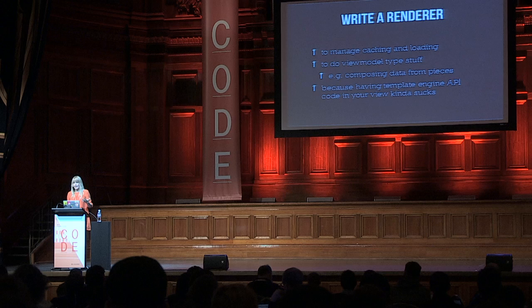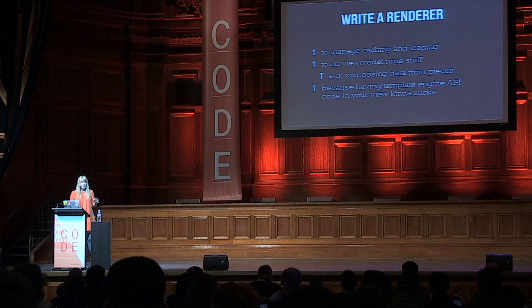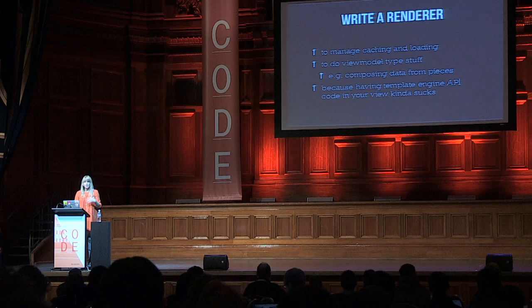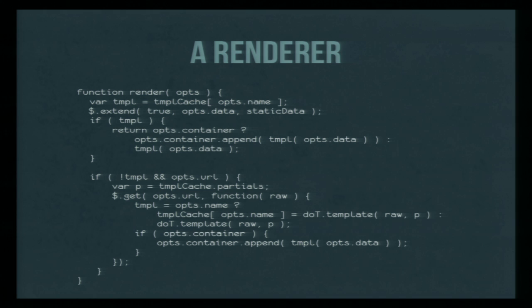And of course, you don't want your template API code littering your views, or your controllers, or whatever else is in your application. You want this abstracted away so that if you need to switch template engines, which has definitely happened to me, you can do that easily and you won't mess up all the places where you're actually trying to get stuff rendered. So a simple renderer might look like this. And this has a couple things that it leaves off.